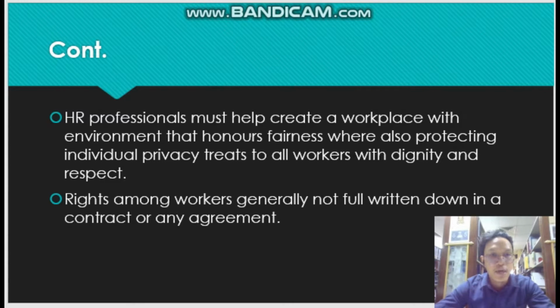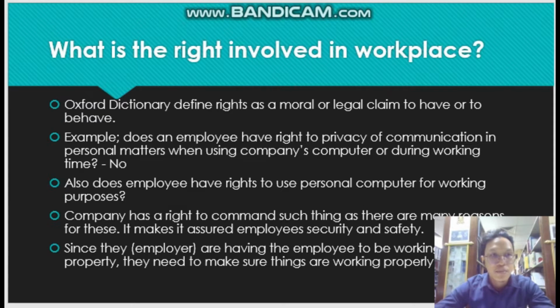The workers have rights which are not fully written down in a contract or an agreement. So the employee and employers should have a seminar or induction so that they both have knowledge about their rights or any possible things that can lead to termination.